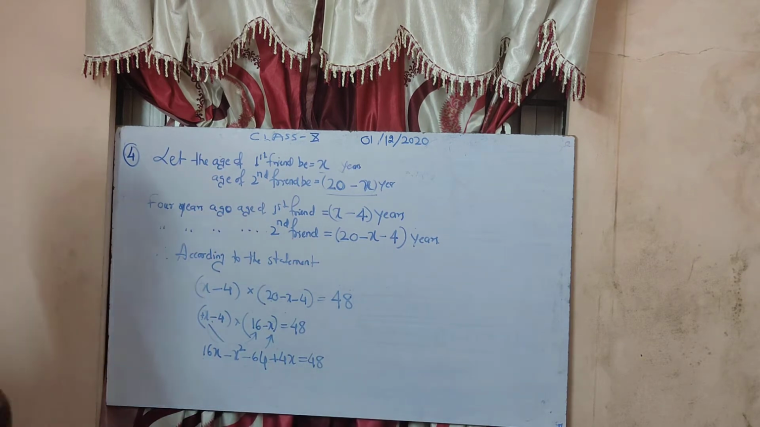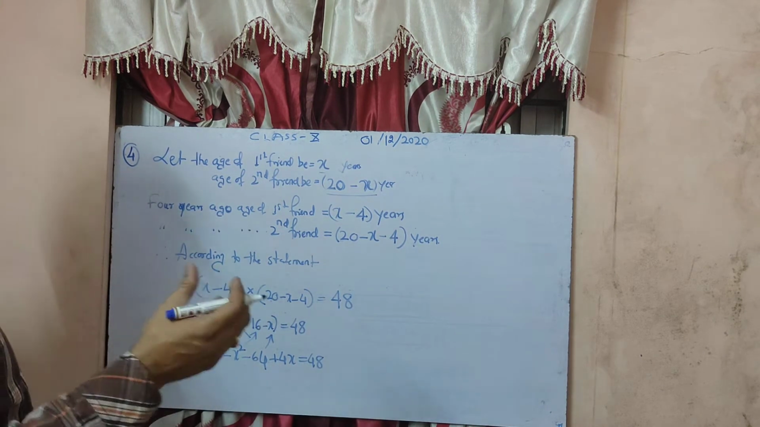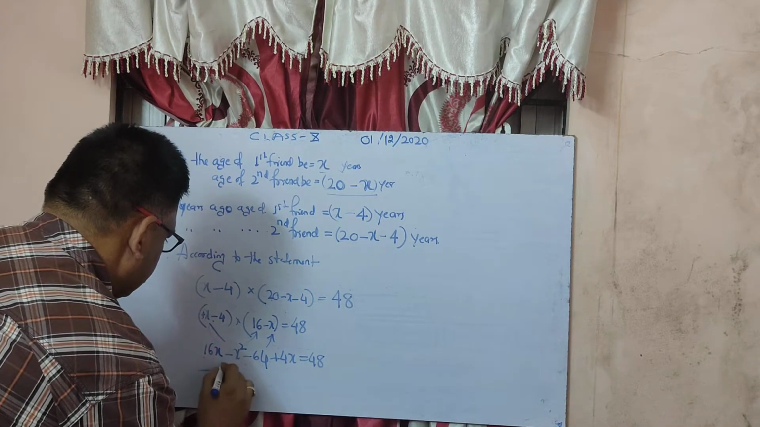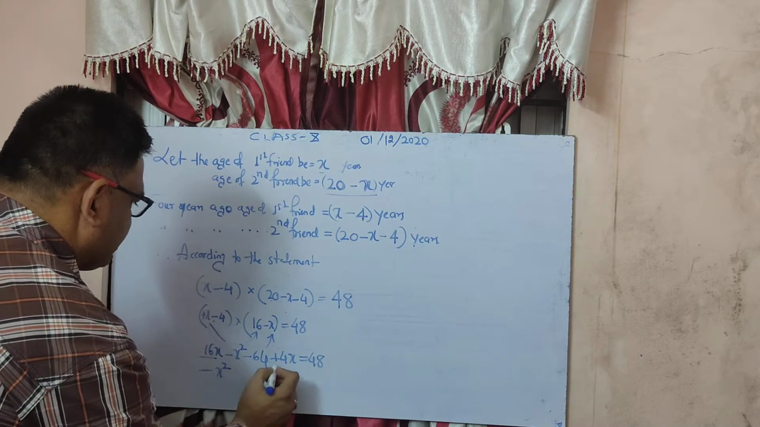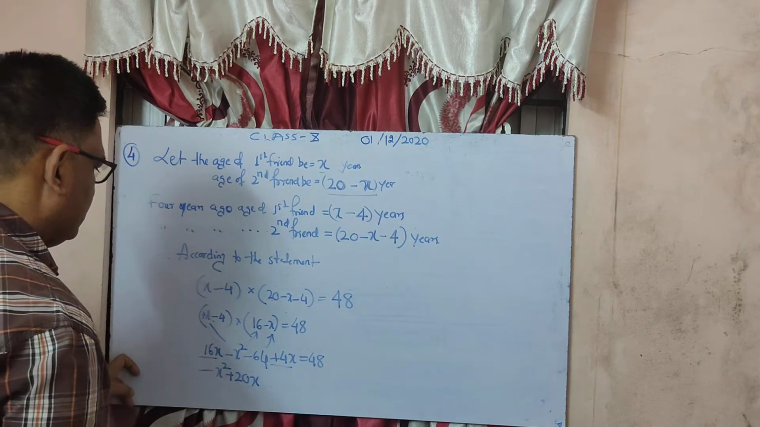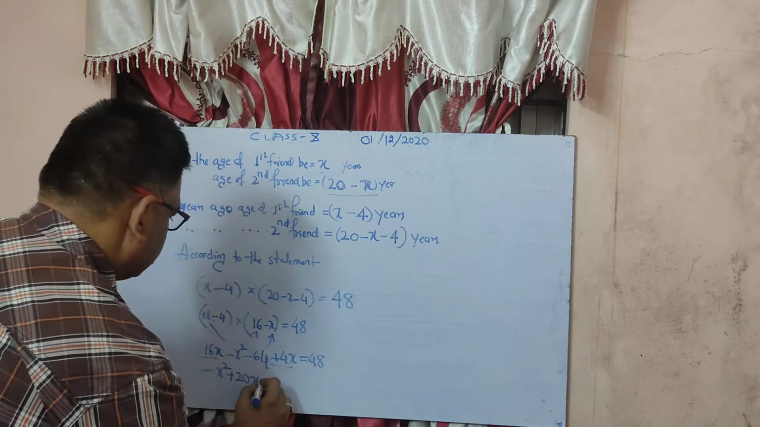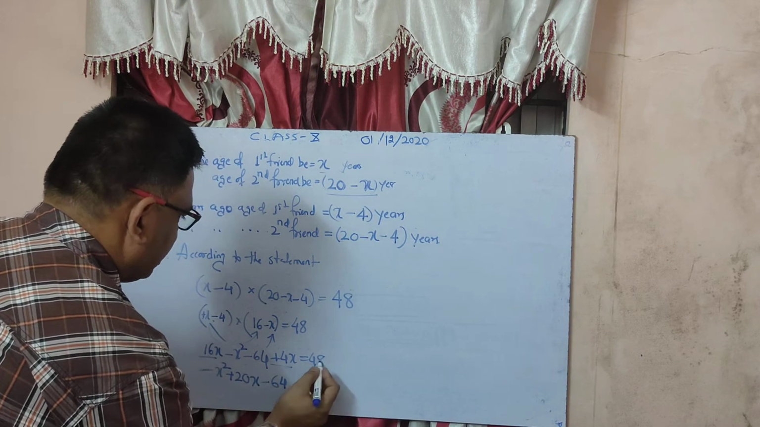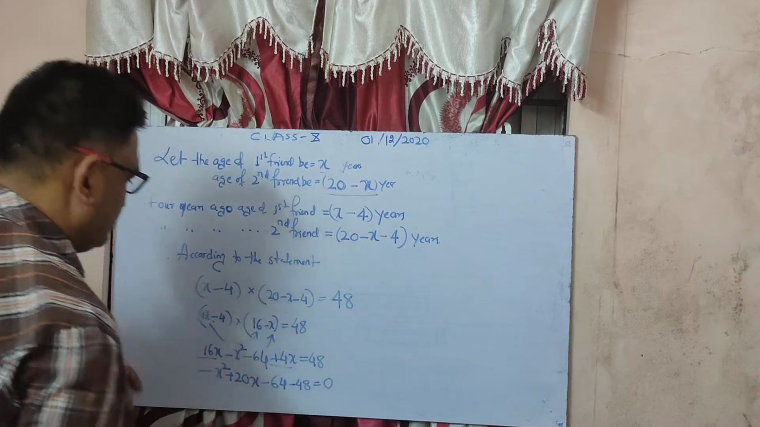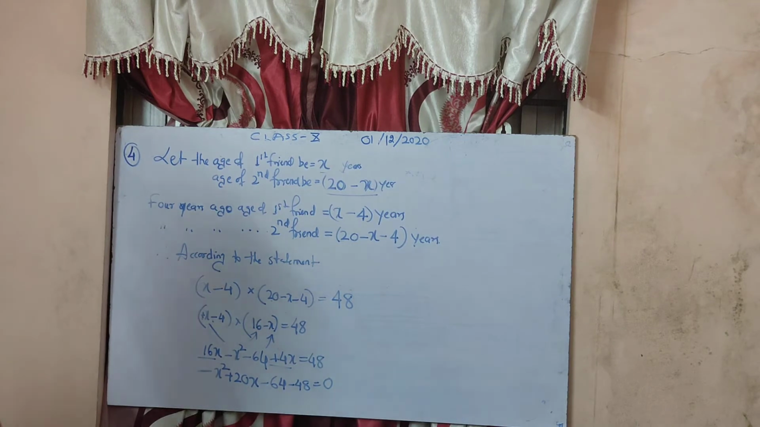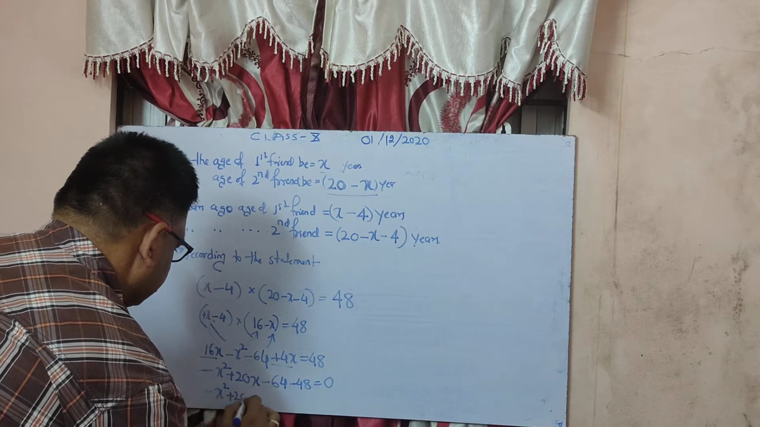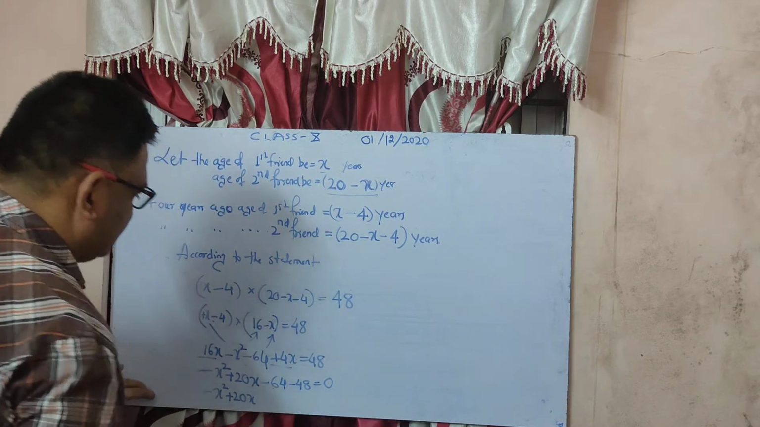Okay, now just reassemble the things. Minus x square as it is, we are not changing anything. Plus 16x plus 4x is how much? It becomes plus 20x. Minus 64 as it is. We bring this 48 to the left hand side, equal to 0. Now just simplify. Minus x square as it is, plus 20x as it is. 64 and 48 is how much?